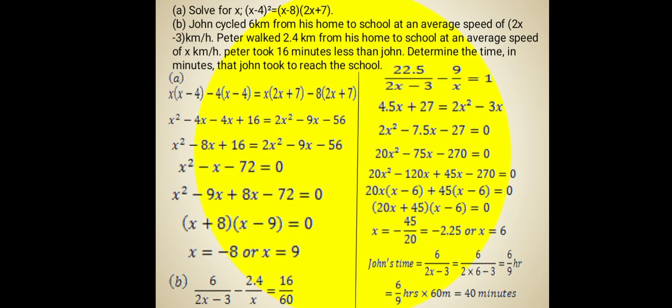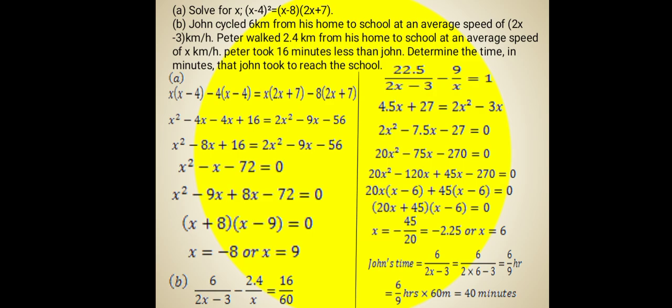Solve for x. x minus 4 squared is equal to x minus 8 multiplied by 2x plus 7. If we solve that quadratic equation, we get that x is either 2.25 or negative 2.25 or 6.